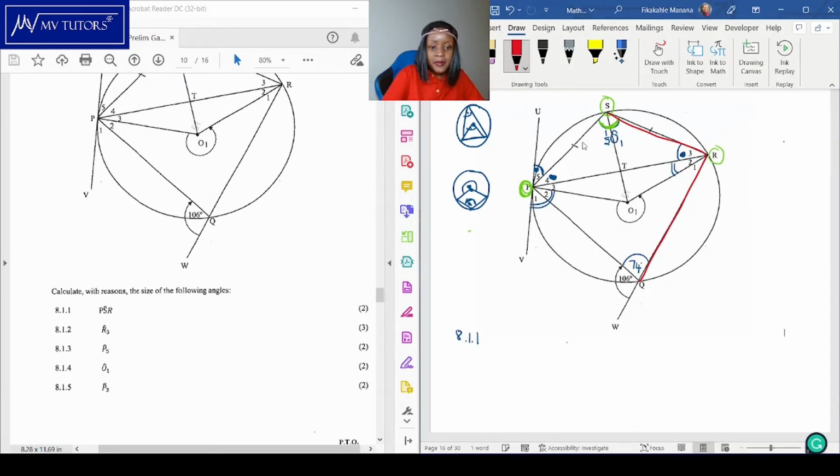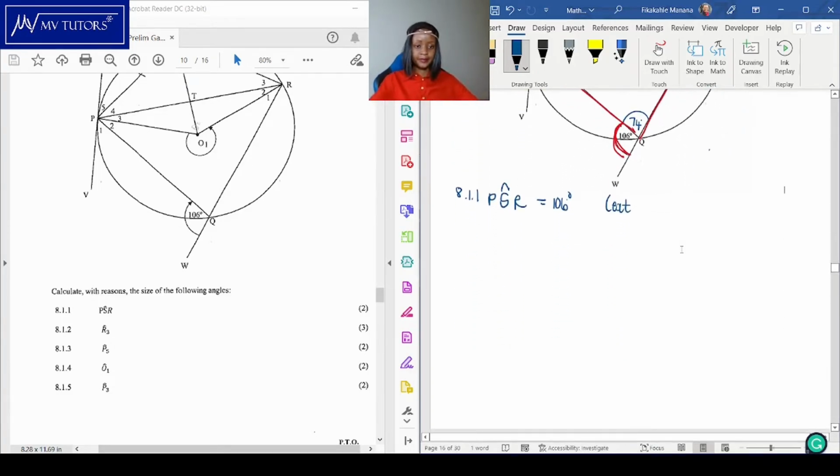Okay, you see we have a cyclic quad, and we have there an external angle to the cyclic quad, right? So that makes our life a little bit easy. So S, let me just say angle PSR is equal to 106, and that is due to external angle of a cyclic quad. Just write it down, external angle of cyclic quad. Okay, these are just 2 marks, guys.